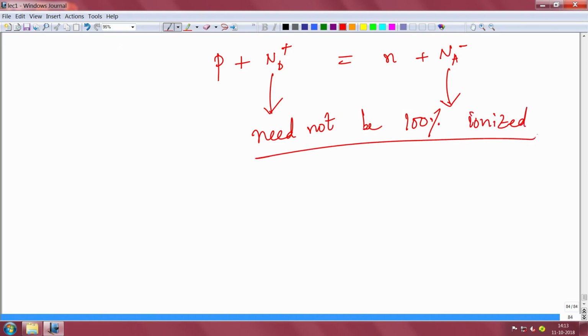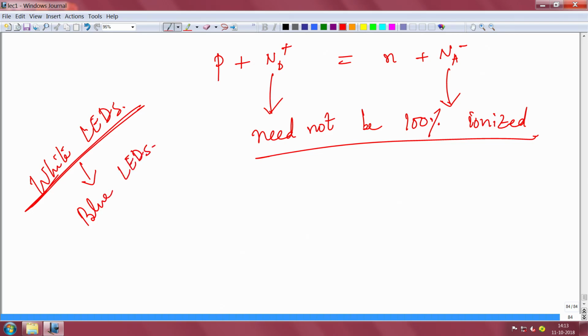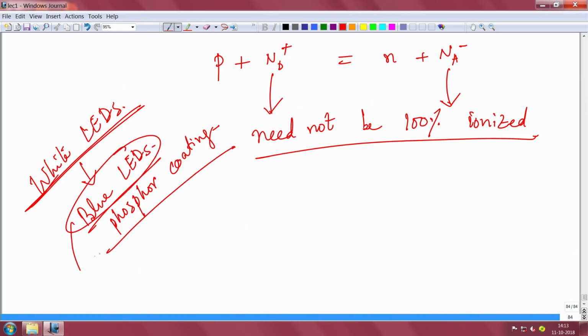So, for example, you have seen the white LEDs that you can buy from the market. You can buy white LEDs now for 100 rupees or so. These white LEDs are actually in fact blue LEDs, and these blue LEDs have a phosphor coating to convert the blue light to white. Okay, and these blue LEDs are always made up of gallium nitride. It's a semiconductor.